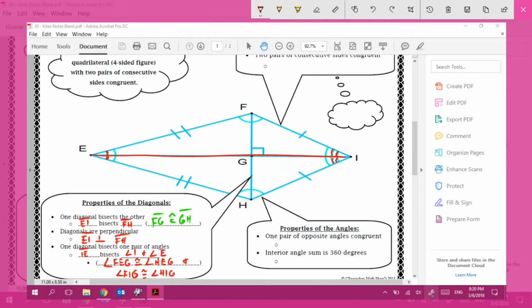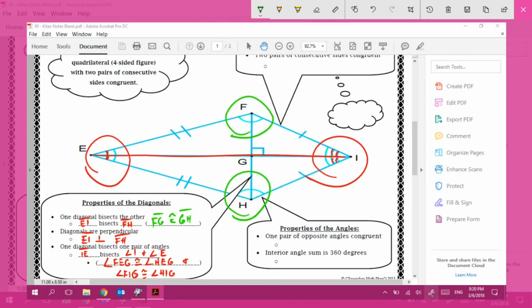Now, finally, the properties of the angles. One pair of opposite angles are congruent. We've already found our bisected pair, here and here. Now only one pair of opposite angles are congruent. That's going to be this pair of angles right here and here. So on our picture, angle F is congruent to angle H. Notice angle E and angle I are not congruent.